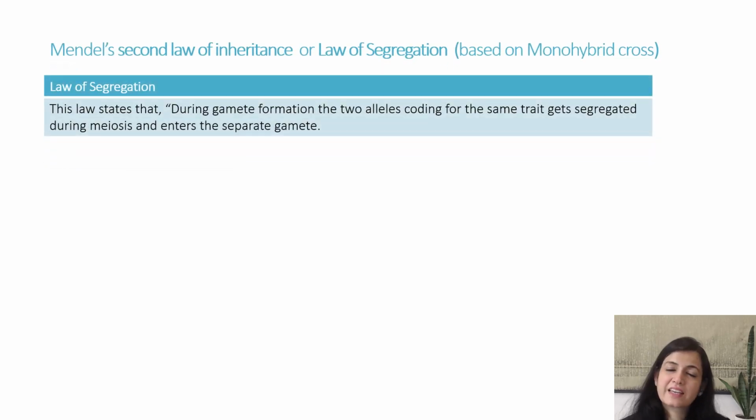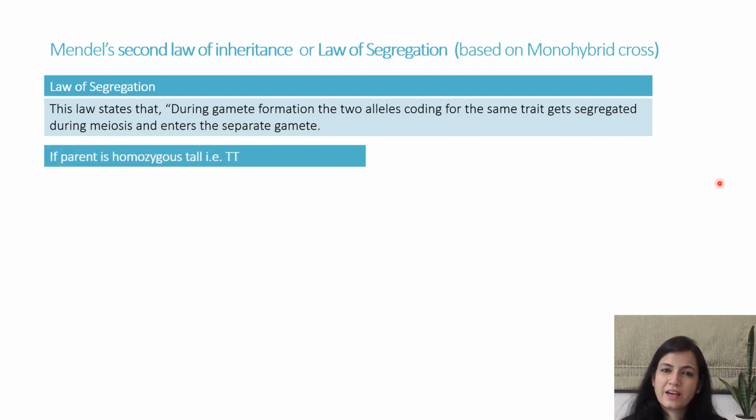Now, Mendel's second law of inheritance, or the law of segregation, is also based upon the monohybrid cross performed by Mendel. This law states that during the formation of gametes, the segregation of the two alleles takes place. These two alleles code for the same trait. So during the formation of the gametes, the alleles coding for the same trait segregate, and these two alleles enter separate gametes. So this is the law of segregation.